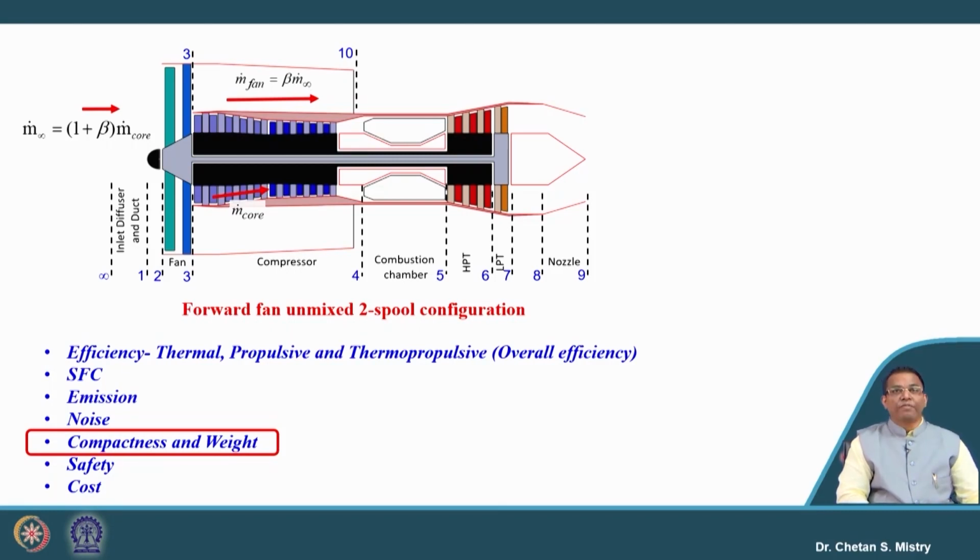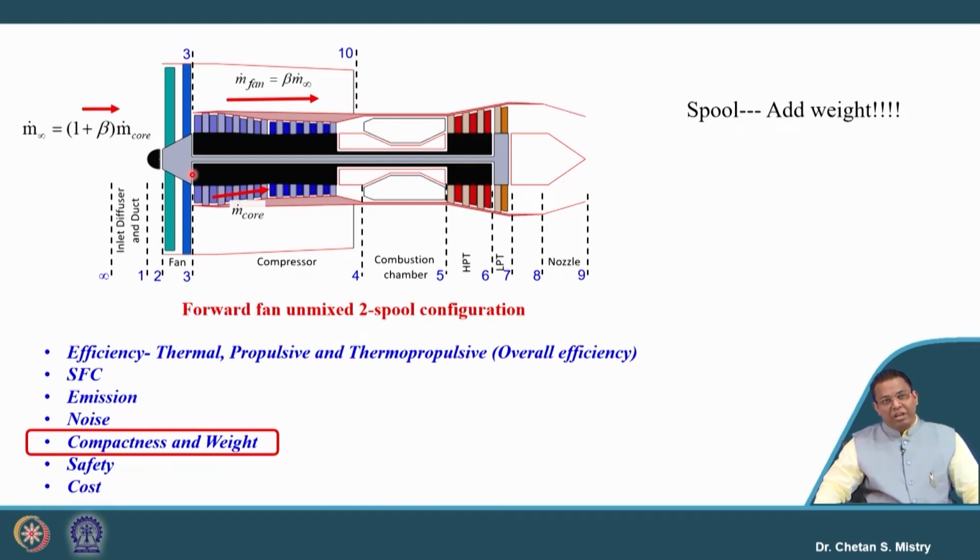Let us see, suppose I give you a hint. In this case we have a 2-spool configuration, in which we have the inner spool or LP spool, which rotates our fan. The outer spool is my HP spool, which rotates the compressor. Now, if we look carefully at the length of the spool, in the case of the LP spool it is longer. It will also have a larger diameter, and that is the reason why it will have more weight.